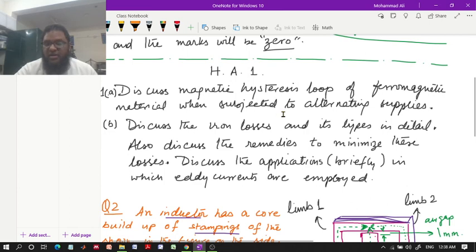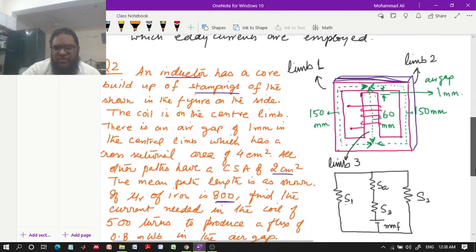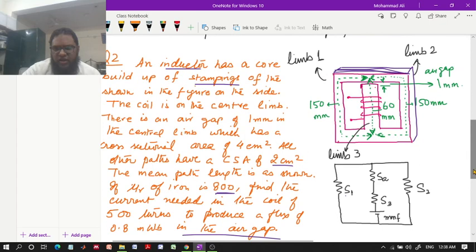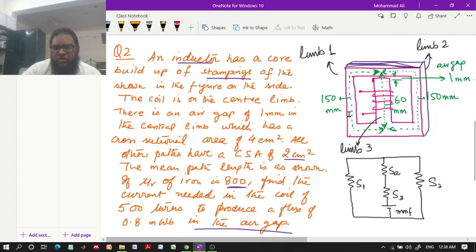and there is another loss known as the eddy current loss. These two losses combine to form the iron losses. So you have to write a discussion on these two topics, these two questions. And there is one question that I discussed earlier in the class, in the earlier video. You have to solve this question as your assignment. So these are the only two questions that I am giving.